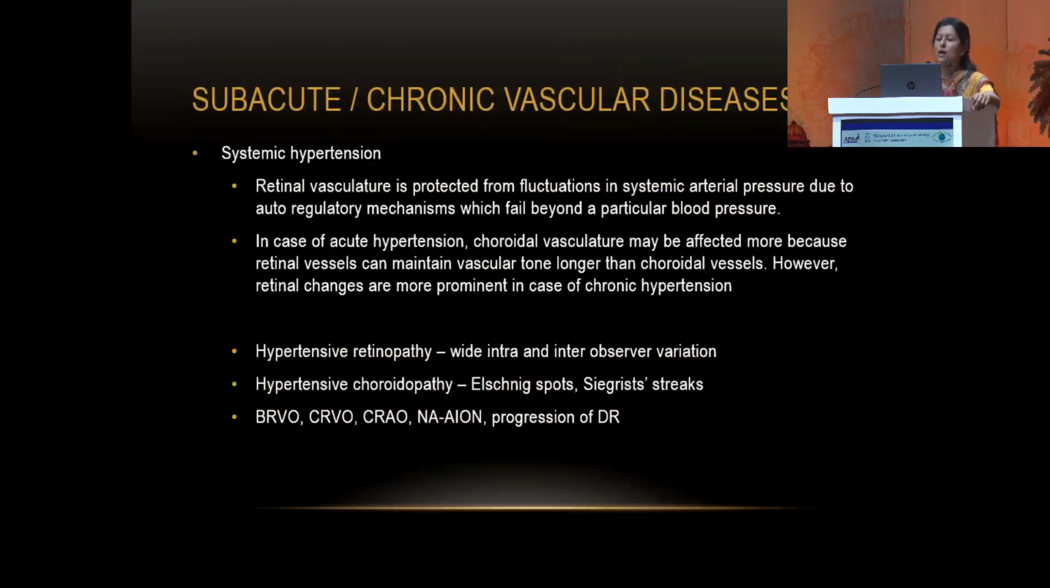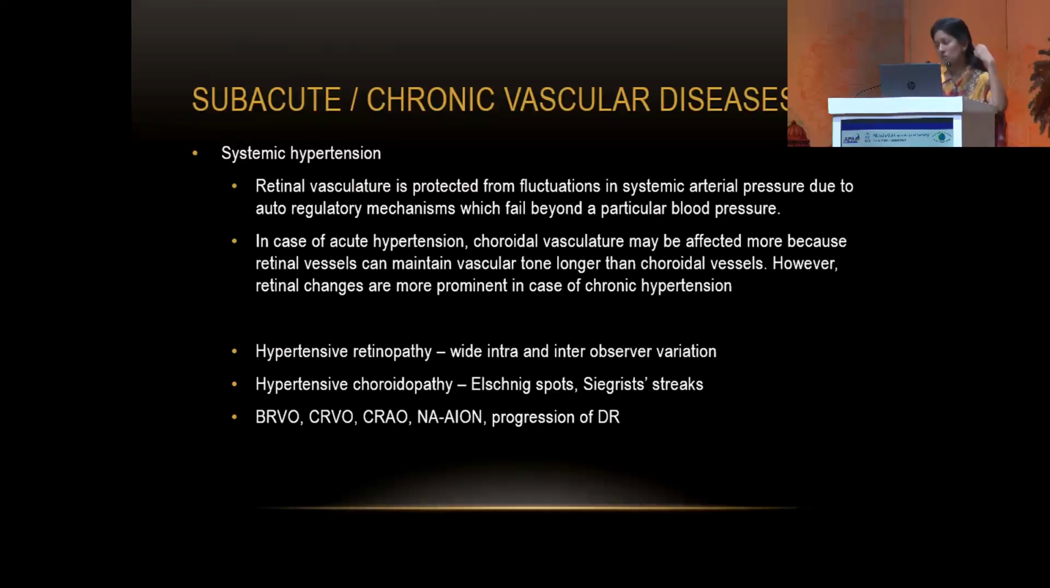So next, coming to systemic hypertension, the retinal vasculature is actually protected from fluctuations in systemic arterial pressure because of the autoregulatory mechanisms, but naturally they fail beyond a particular blood pressure. So in acute hypertension, the choroidal vasculature may be affected more because of this reason. The retinal vessels maintain their vascular tone longer than the choroidal vessels. But in cases of chronic hypertension, the changes are more in the retina.